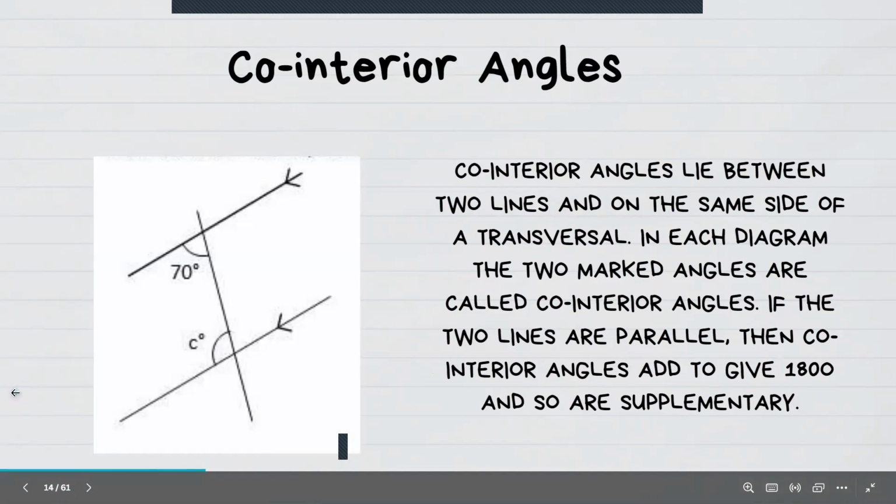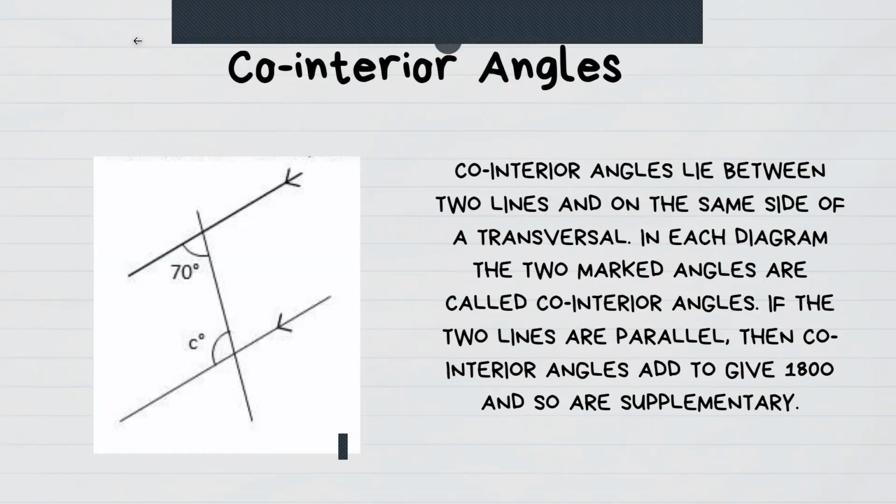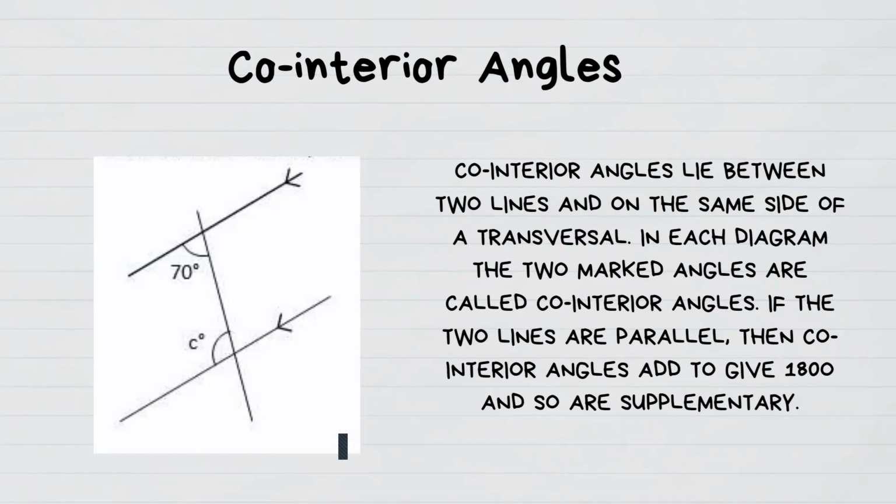Okay, we talk about the co-interior angle. The co-interior angles lie between two lines and on the same side of the transversal. In each diagram, there are two marked angles which are called co-interior angles. As you can see in the example here, it has two curves inside of the angles on one side. This forms a C shape, which is co-interior angle. So if the two lines are parallel, the co-interior angles add to give 180 degrees, and so are supplementary.